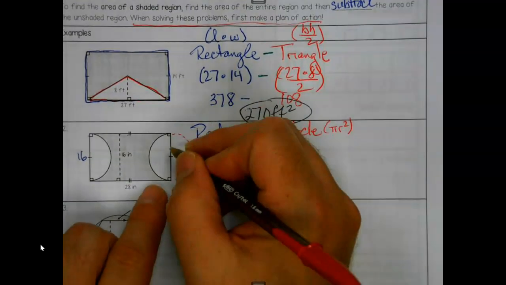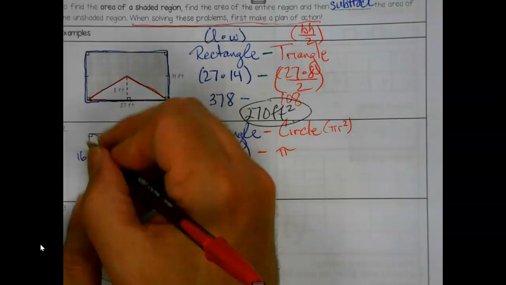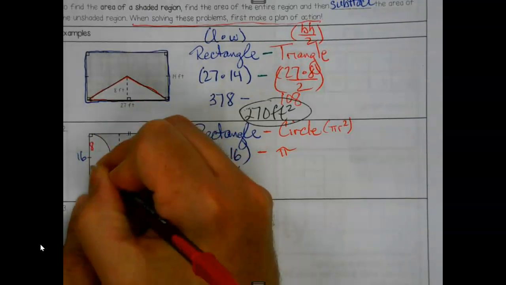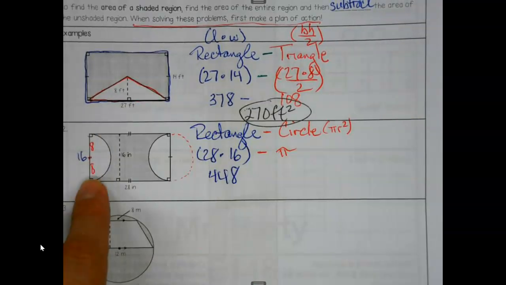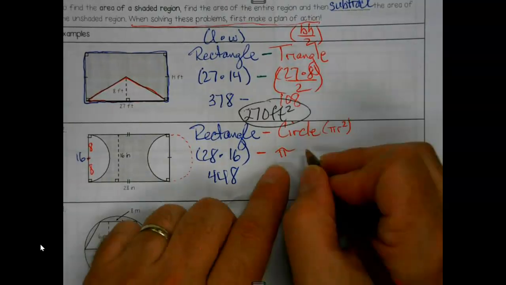Yeah. If this whole thing is 16, that's going to be cut in half in the middle here, so each of them has to be 8. So my radius is going to be 8. Perfect.